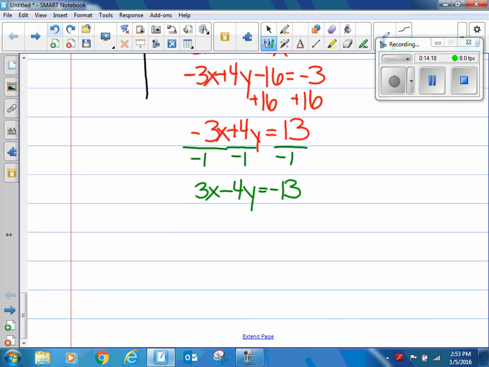That was a long one, but you just have to stick with the steps. You have different scenarios, and you have to use different steps to get there.